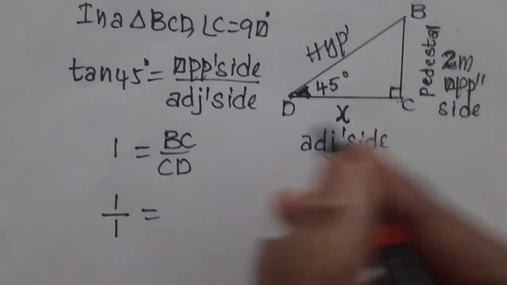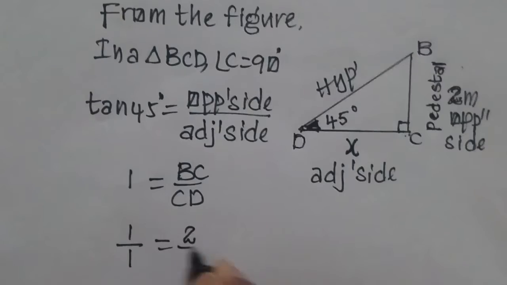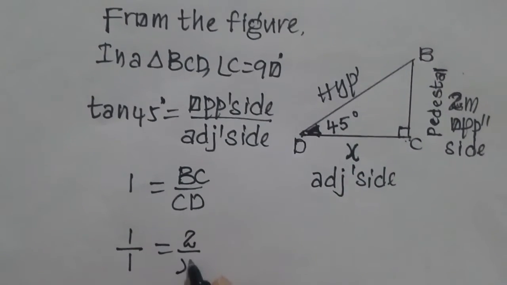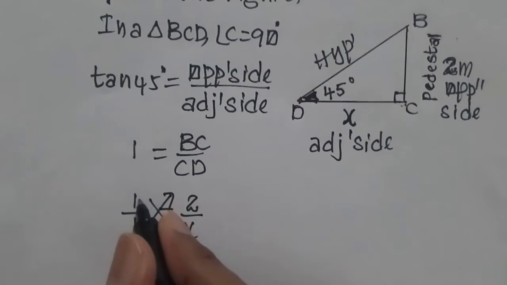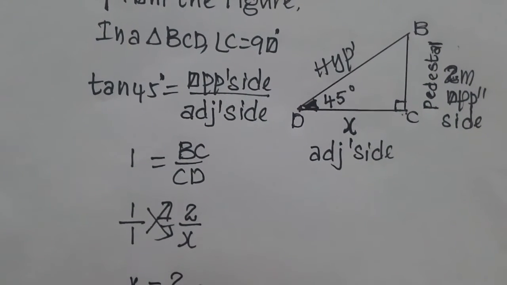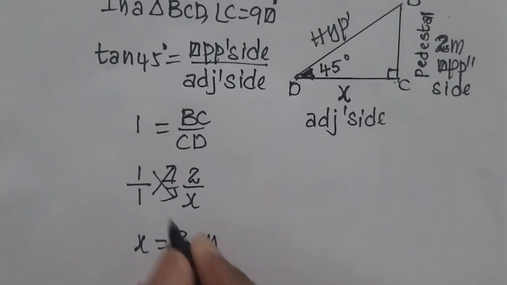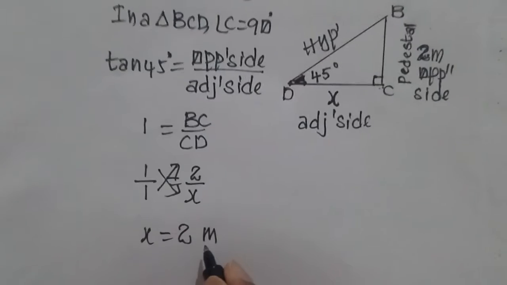Here 1 by 1 is equal to BC by CD. BC is equal to the height of the pedestal, 2 meters, and CD is equal to x. Now by cross multiplication, x into 1 is equal to x, 2 into 1 is equal to 2. Therefore x is equal to 2 meters.